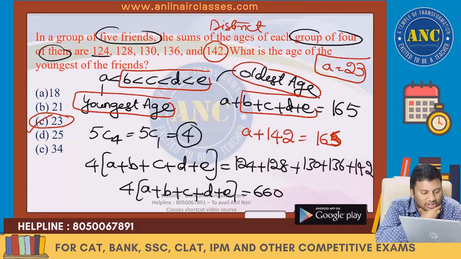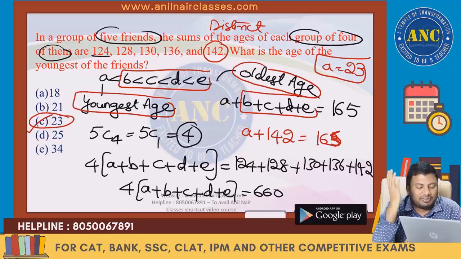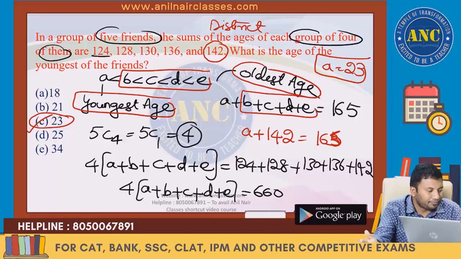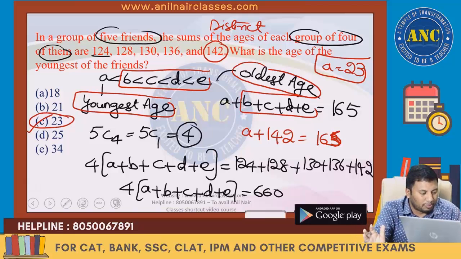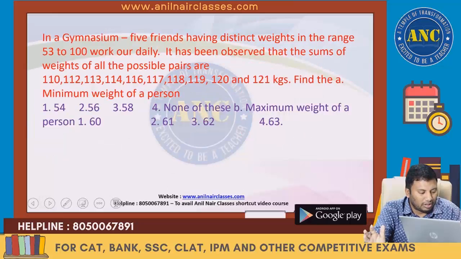Second one is an original exam question. There are 5 friends and the distinct ages are A, B, C, D and E. The first 4, lowest, is nothing but the lowest sum of these 4. Next sum is the next 4. Highest is nothing but the largest. I hope it is clear. We will do one more problem so that it is clear.